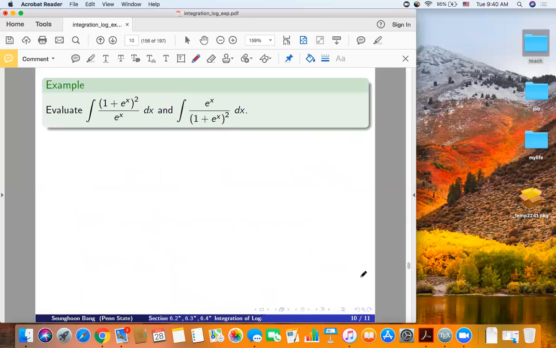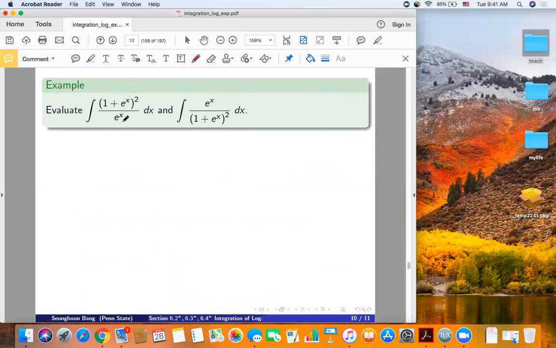Yeah, this is 1/6, that we have this answer. So, next problem. So we have opposite ones, right? The integral of (1 plus e to the x) squared over e to the x, and e to the x over (1 plus e to the x) squared, dx. We have two different kinds of things. How can you solve the first one?